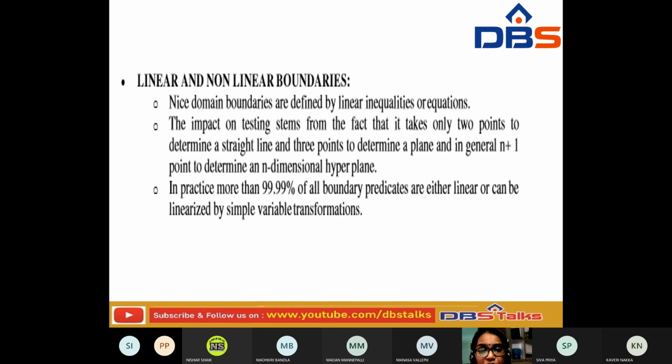For that also, we have to check whether the domain properties are satisfying or not, whether it is satisfying any linear inequalities or equations or not. You have to check, and the impact on testing stems from the fact that it takes only 2 points to determine a straight line, or 3 points to determine a plane. We have already these mathematics concepts.